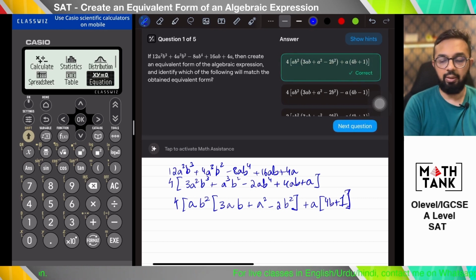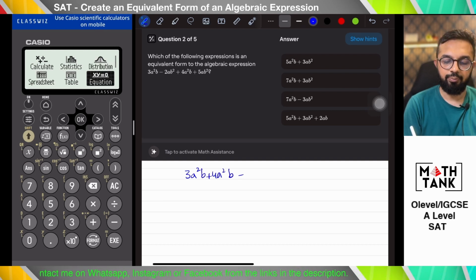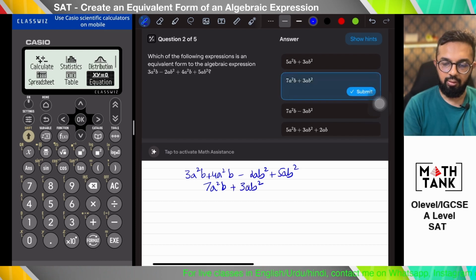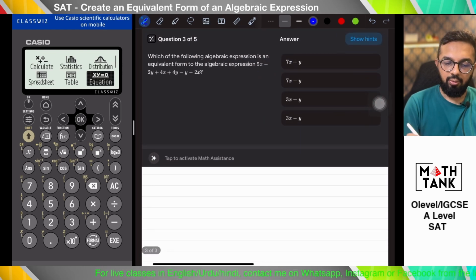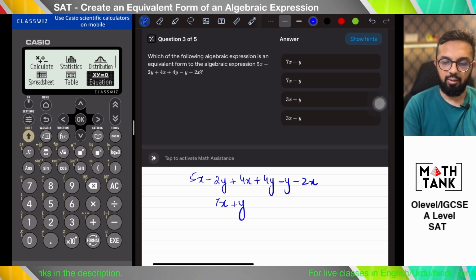So I could also factorize, I could do a bit of trial and error. What I'm going to do in most questions is do trial and error. Question number 2 is about rearranging. Let's do that. So 7a squared b plus 3ab squared. The next one is about addition and subtraction. So 5x minus 2y plus 4x plus 4y minus y minus 2x. So I get 7x plus y.